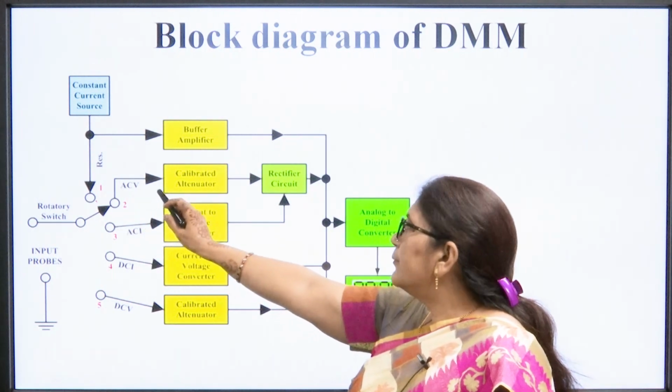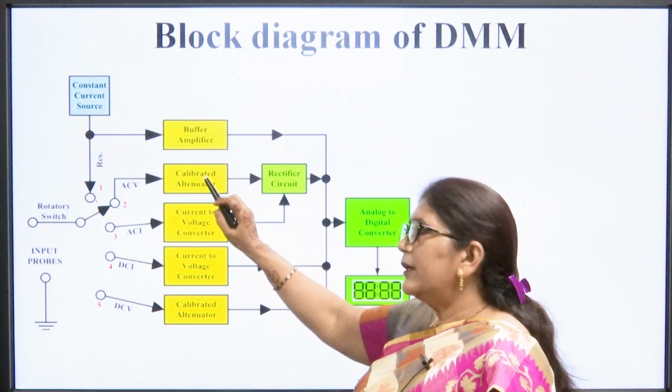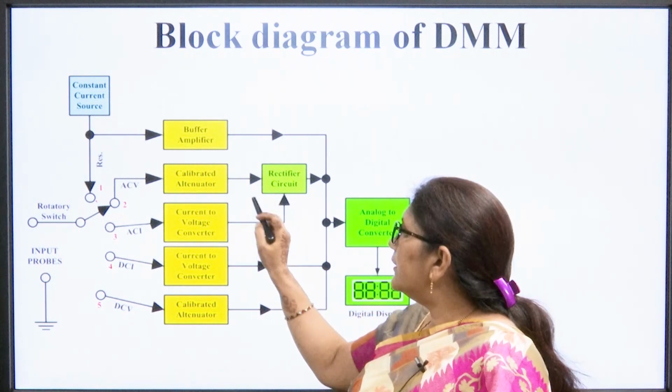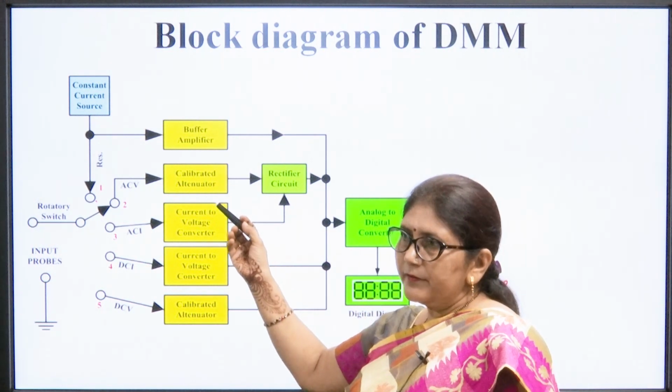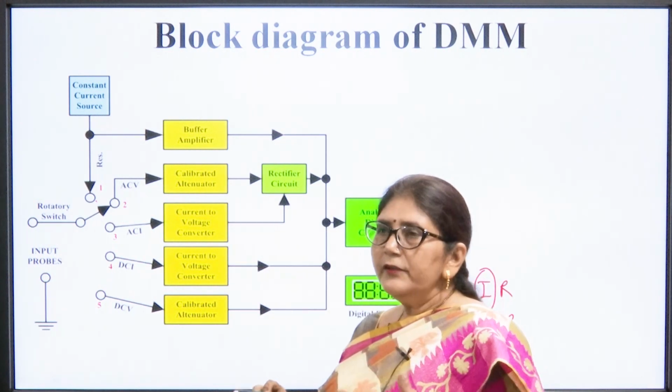Similarly, if we want to measure the voltage and the voltage amplitude is very low, then again we need an amplifier circuit. If the amplitude is very high, we need an attenuator circuit. So, what is in an attenuator circuit?